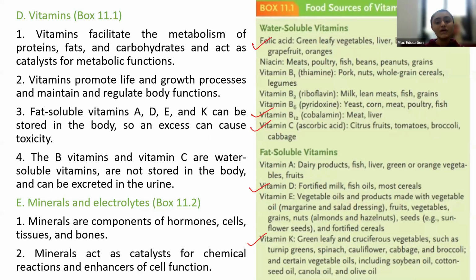Folic acid, vitamin B12, vitamin C, vitamin D, and vitamin K. These are very essential vitamins. You have to remember this. So try to remember all the vitamins, but these are important. You cannot skip these vitamins which I have marked with a tick. Then we saw minerals and electrolytes.